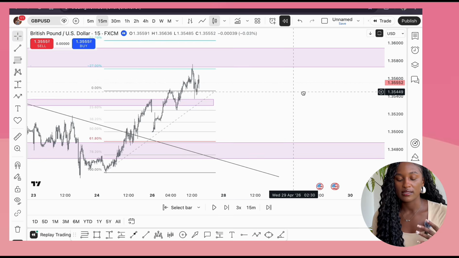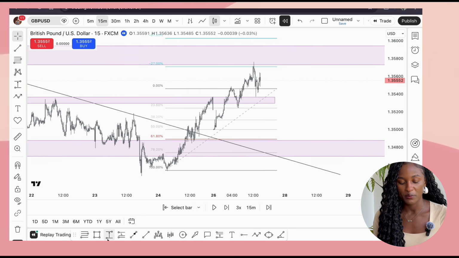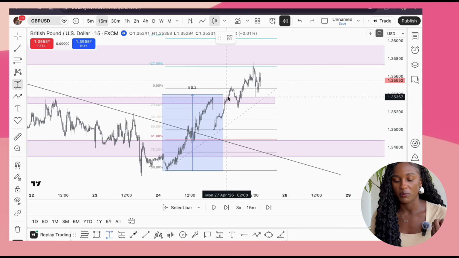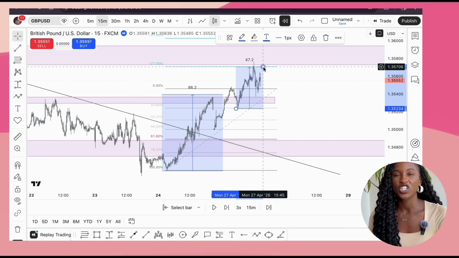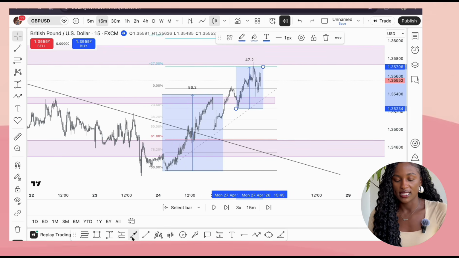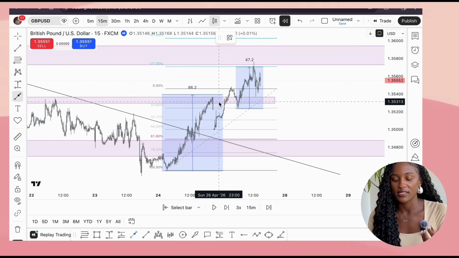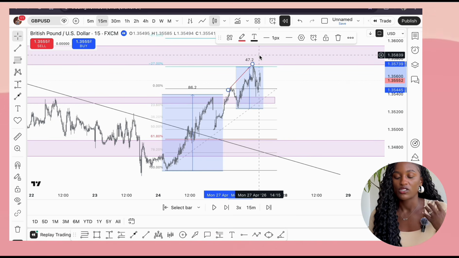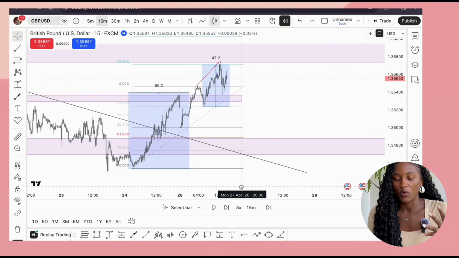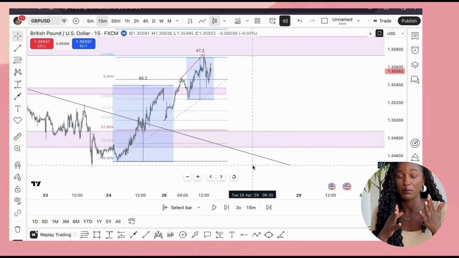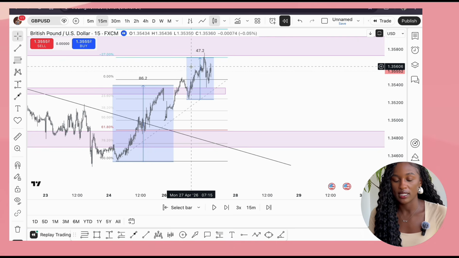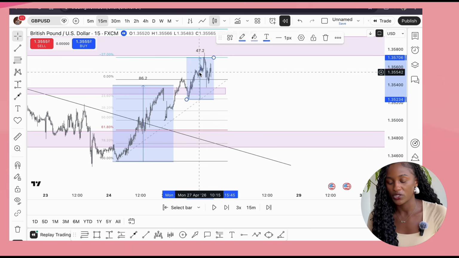But then price is losing momentum. The momentum that pushed price from this point to this point is not the same momentum that is pushing price from this point to this point, which kind of indicates that maybe the buyers are not interested in pushing price above this zone. So if price is losing momentum, what does it show us? It can tell us that it's about to reverse, it's about to go into a retracement, or it's even about to just consolidate and then continue to its original direction.